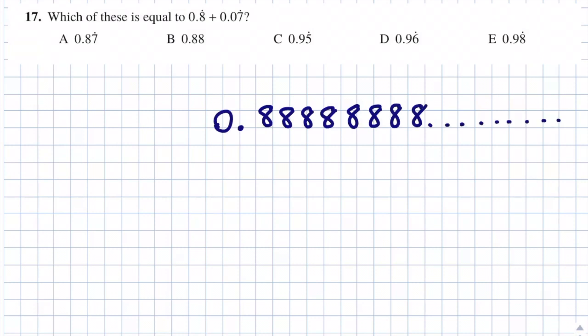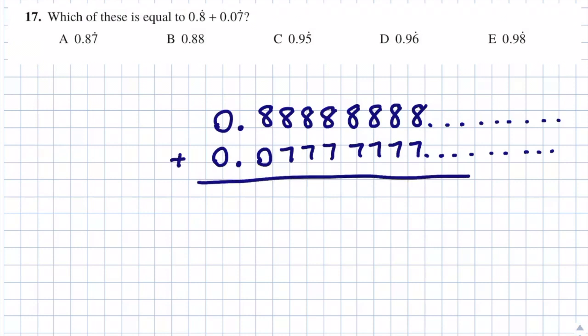Let's treat it like it's finite. So if we do the same for 0.07 recurring, this 7 is going to keep on recurring infinitely, but we're going to make the assumption that it stops. Now if I add these together, starting from the right hand side, we're going to get 8 plus 7, which is 15, so 5, carry the 1. 8 plus 7 plus 1 is 16, so 6, carry the 1. We end up getting 6, and then we carry this one forward and we get 8 plus 1, which is 9.